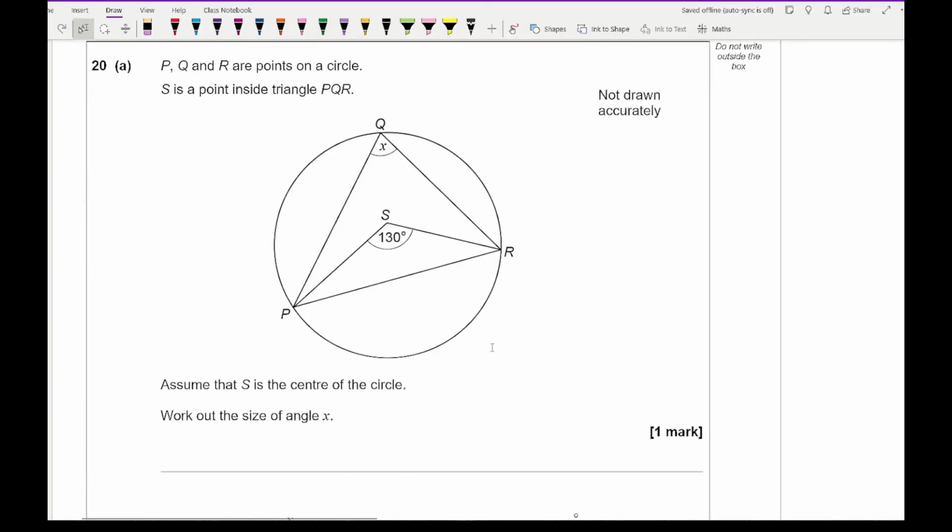Moving on to question 20. A, it says PQR are points on a circle. S is a point inside the triangle PQR. Assume that S is at the centre. Work out the size of angle X. So here, if S is the centre, then we've got arrowhead, which therefore means that X is half the size of the angle at the centre. So it's going to be 130 divided by 2, which gives me an answer of 65 degrees.